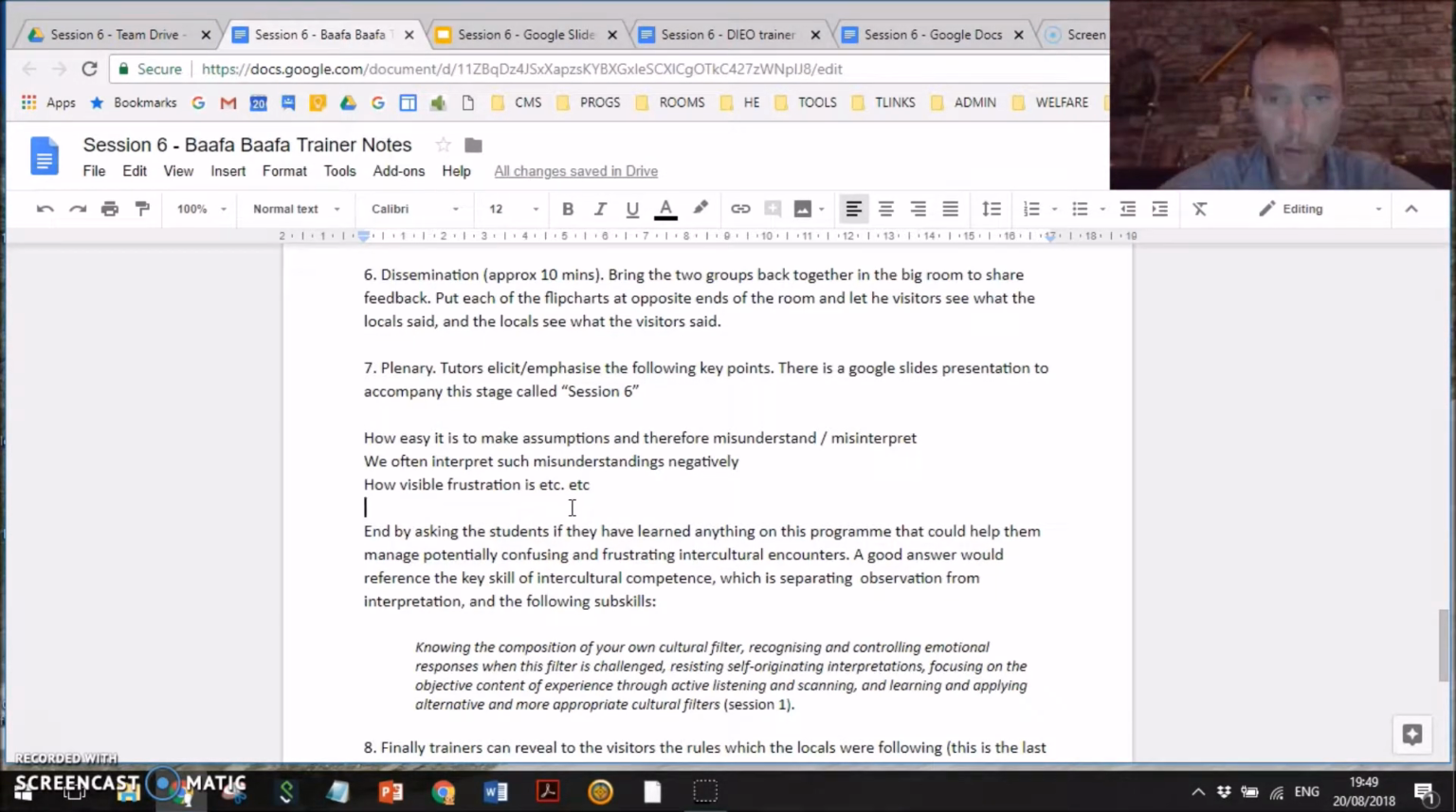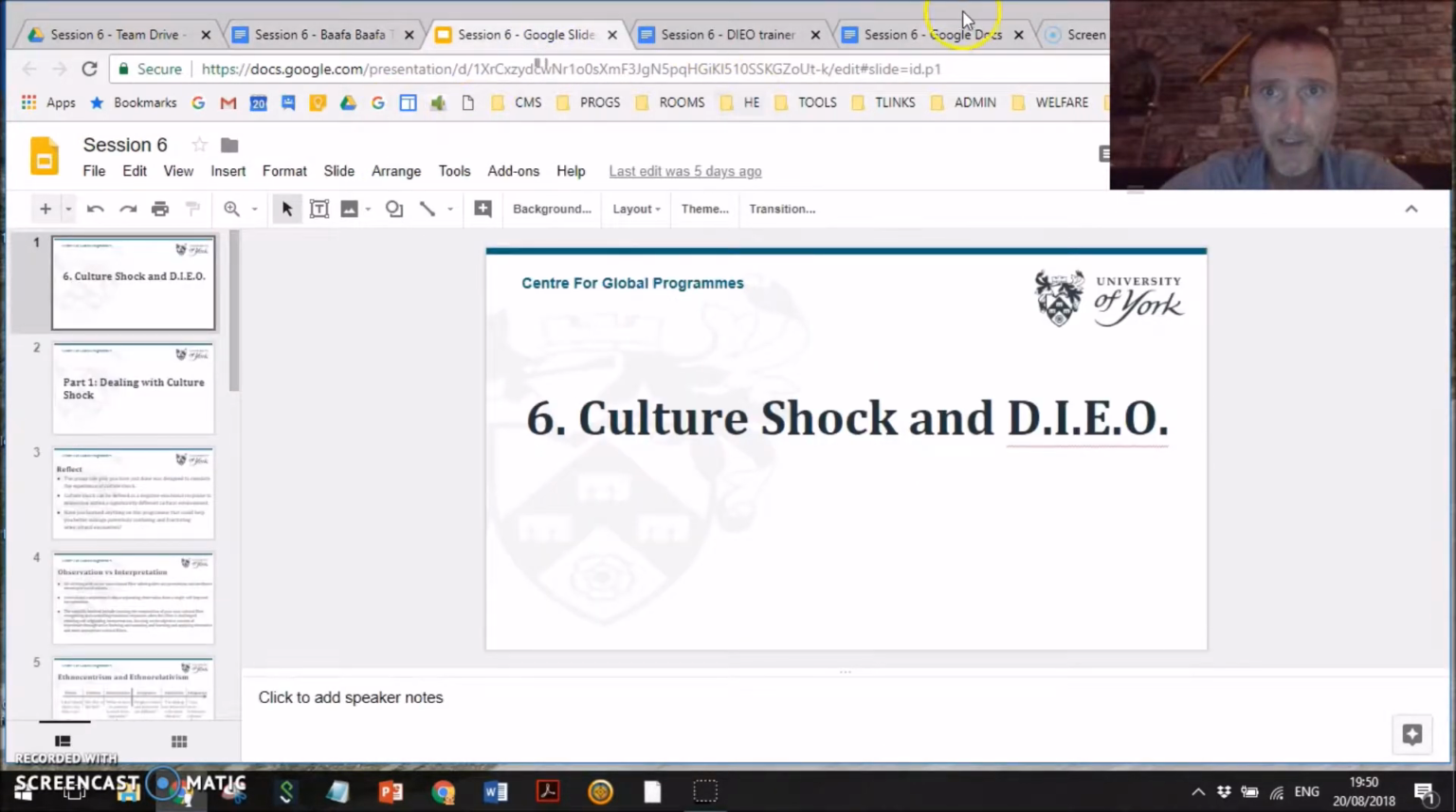So at the end of the role play, you can ask the students these questions. If they have learned anything from the programme that could help them manage potentially confusing and frustrating intercultural encounters. A good answer would reference the key skill of intercultural competence, which we saw in session 1 on one of the slides, separating observation from interpretation. It's at this point that you can go to the Google Slides presentation.